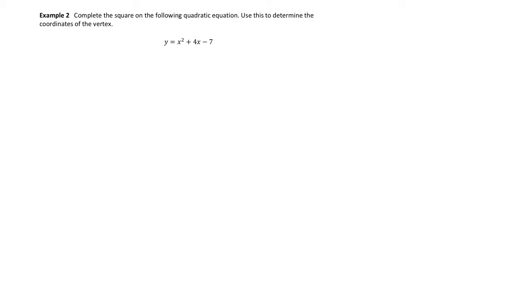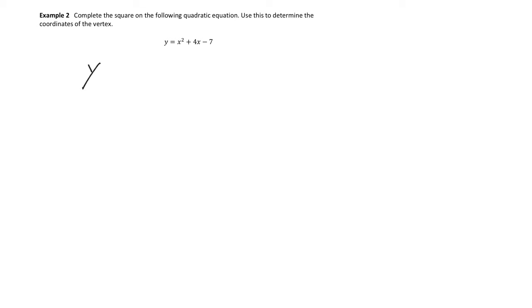So for example 2, what I'd like to do is take this quadratic and complete the square on it. What that's going to do is tell me what the graph looks like just by using transformations. So I'm going to go through a general procedure for this. To complete the square on y equals x squared plus 4x minus 7, I'm going to get the x terms by themselves by adding, in this case, 7 to both sides.